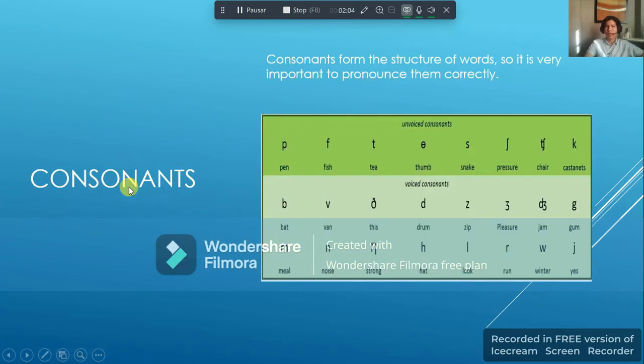Now we have the consonants. The consonants form the structure of the words. It's very important to pronounce them correctly. We have the unvoiced consonants and the voiced consonants, like bat, band, tease, drum, sit, pleasure, jam, pressure, chair, castanets, meal, and noise.